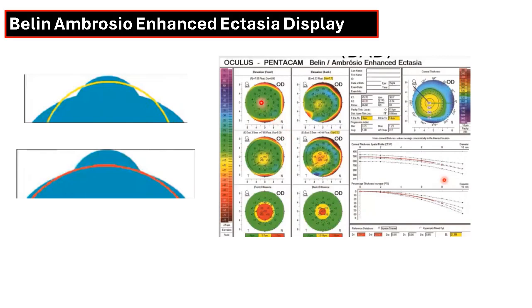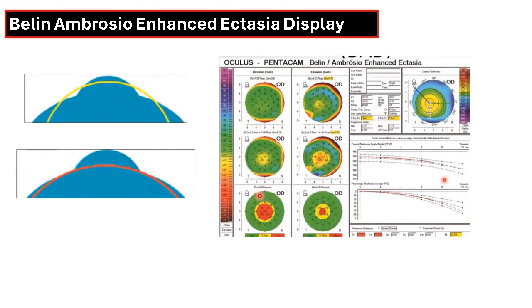Now this is the anterior elevation map and this is the posterior elevation map. This is the best fit sphere. You can see that the anterior elevation map is normal and there are very mild changes seen in the posterior elevation map. However, with the use of the enhanced best fit sphere, now the elevation becomes more prominent in the anterior elevation map and very clear in the posterior elevation map. So that's why it's called enhanced best fit sphere.